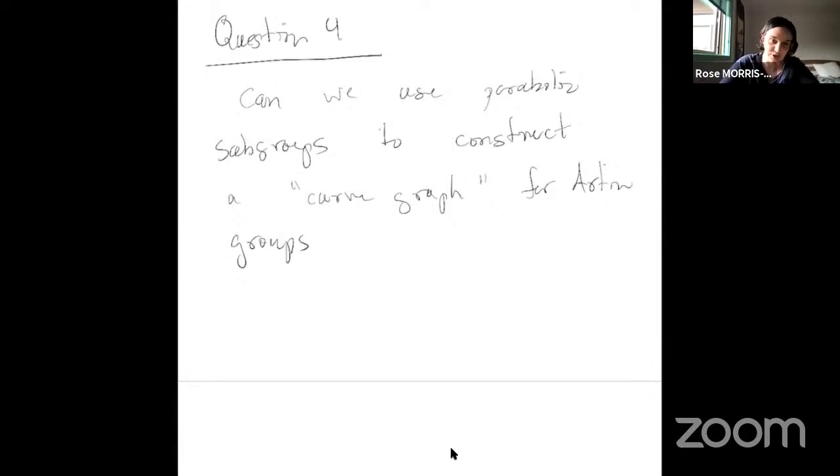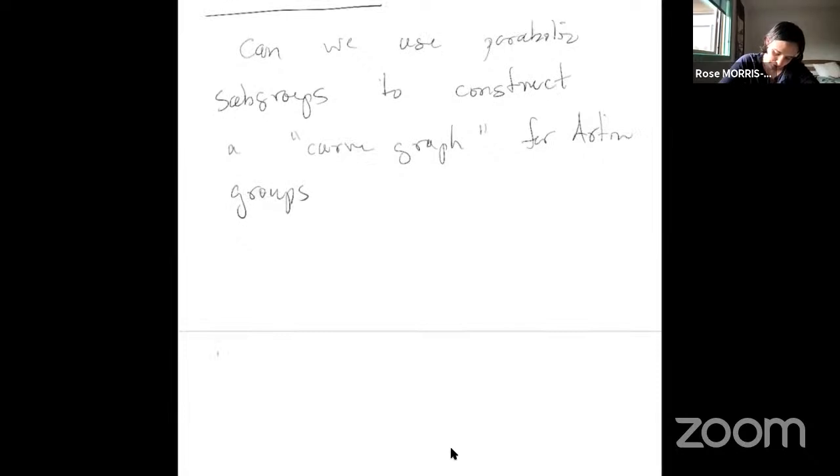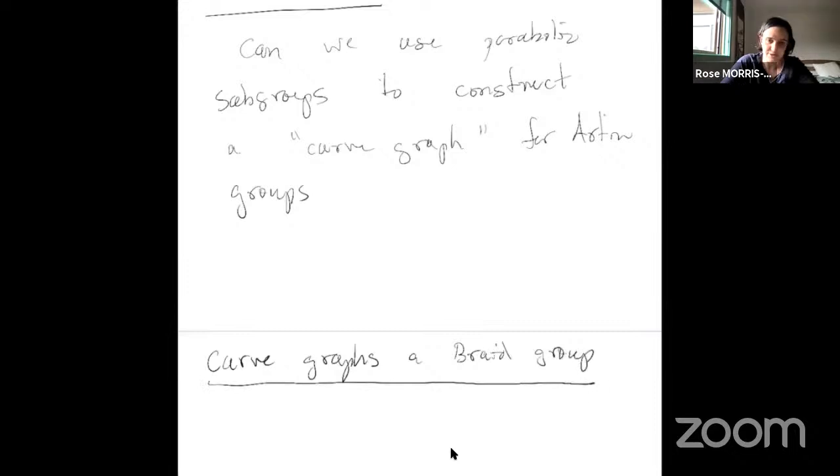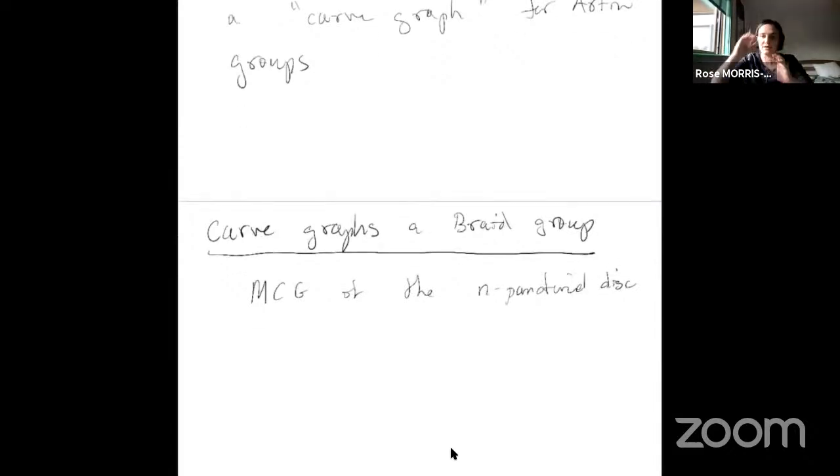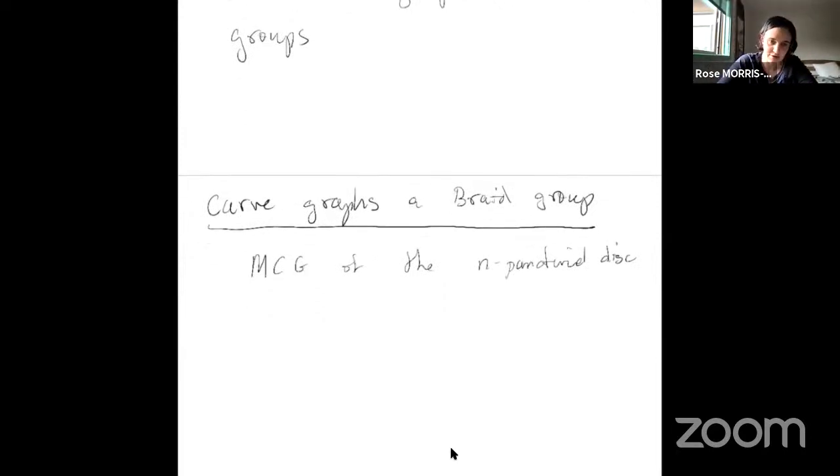So here's a crash course in the curve graph. Let's just do curve graphs for braid groups. So curve graphs are something that are associated to mapping class groups and to surfaces. This is a very specific version, but it's all that we need for our purposes. So the mapping class group of the n-punctured disk is one of the ways that you can think about braid groups. It's a little bit different from the way that I've been drawing it with the strands crossing each other, right?